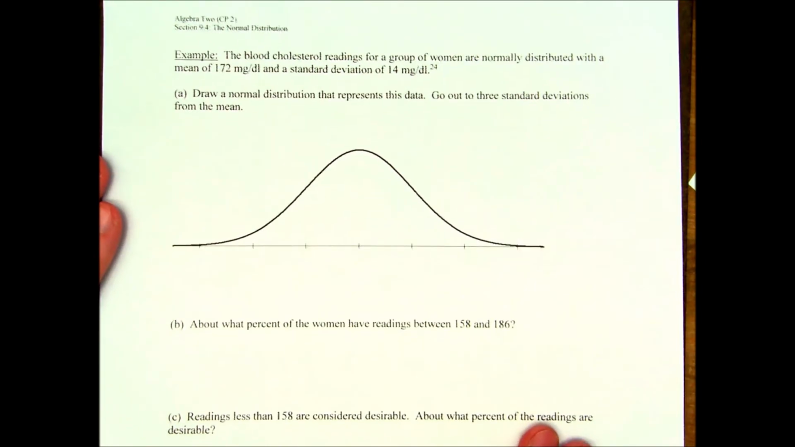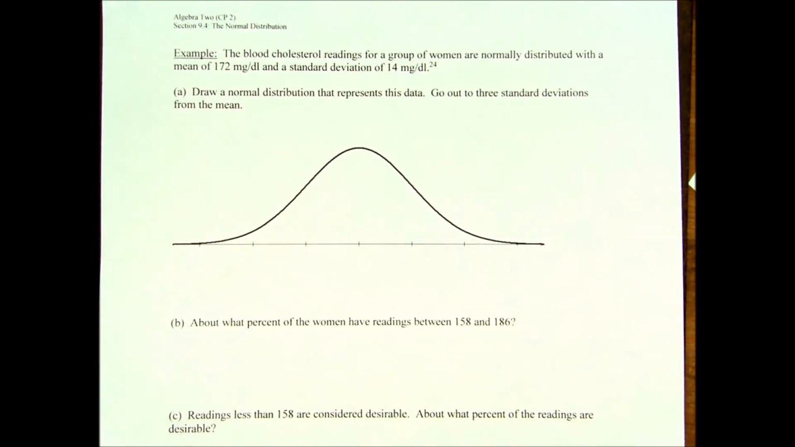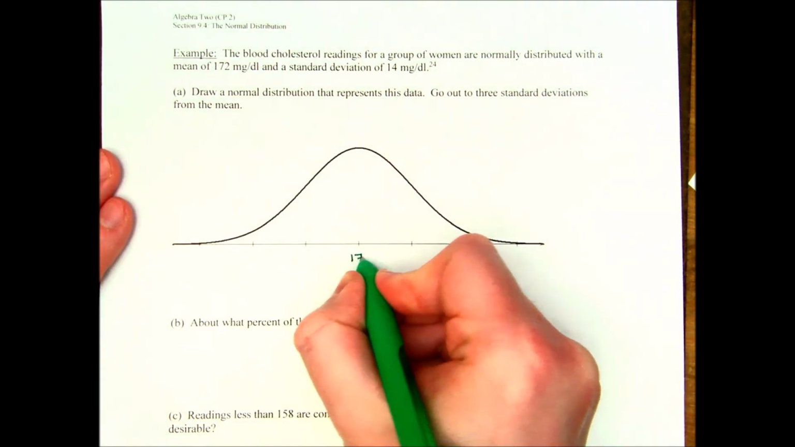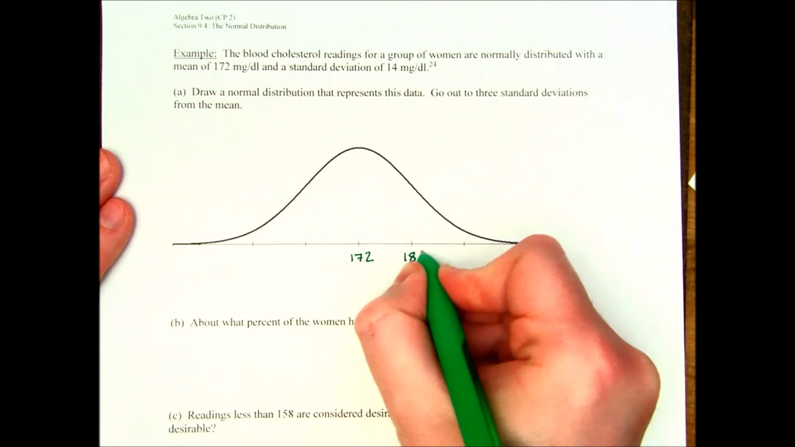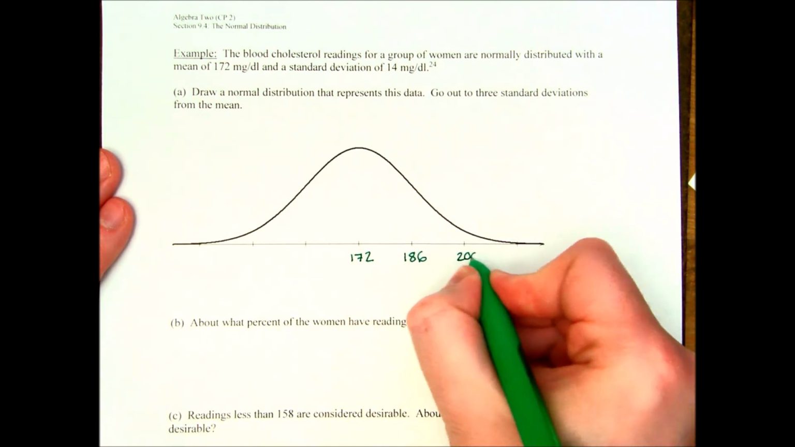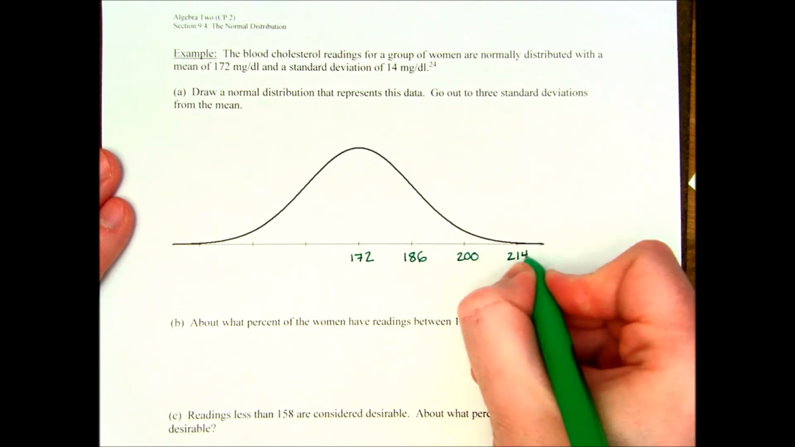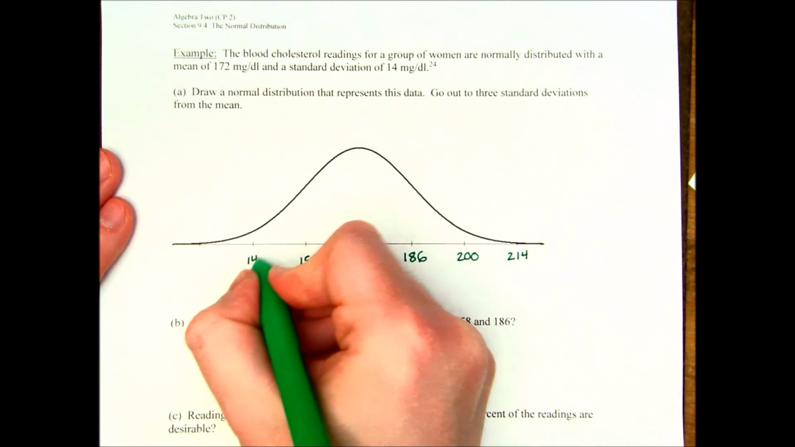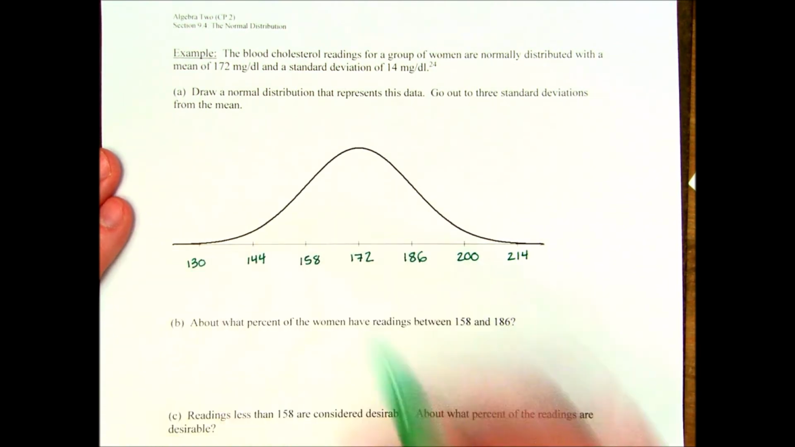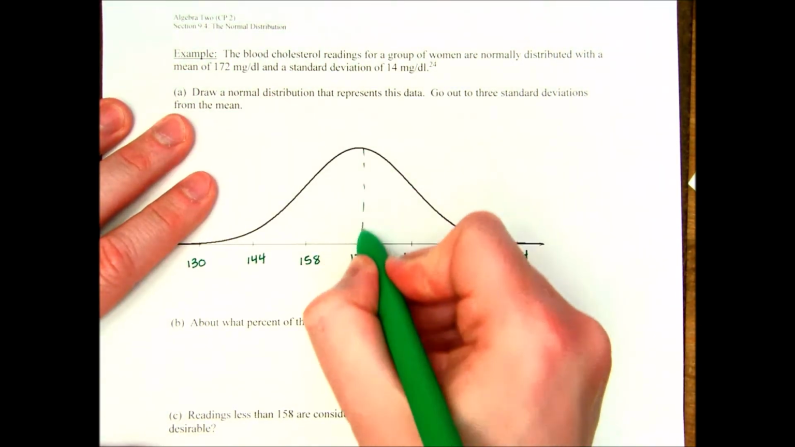Page 25. The blood cholesterol readings for a group of women are normally distributed with a mean of 172 milligrams per deciliter and a standard deviation of 14 milligrams per deciliter. I want to draw this normal distribution. Well, 172 is the mean. Going up by 14, I get 186 and 200 and 214. Going down by 14, I've got 158, 144, 130. I think I might as well put in some percents over here.